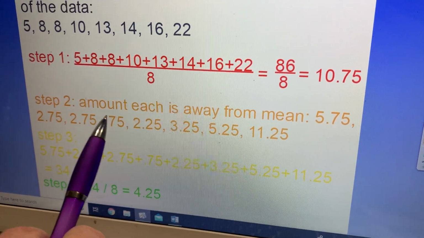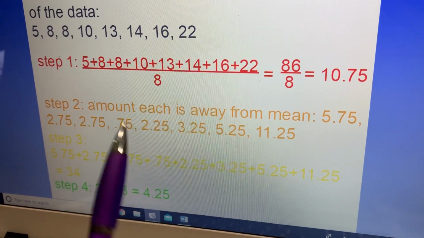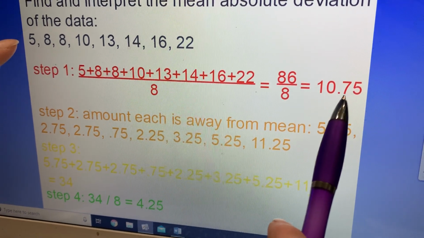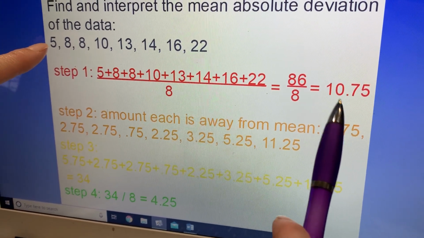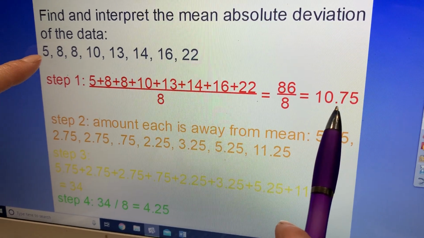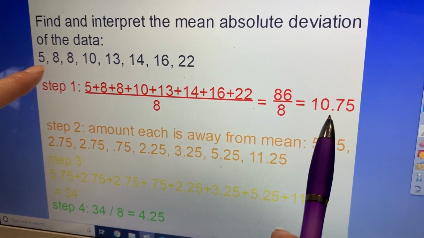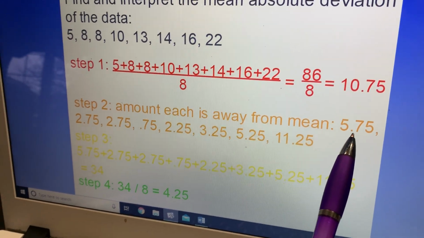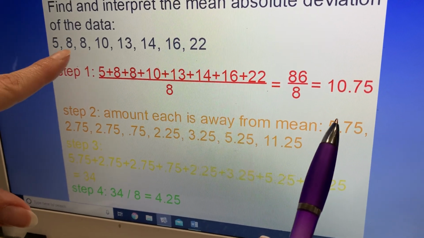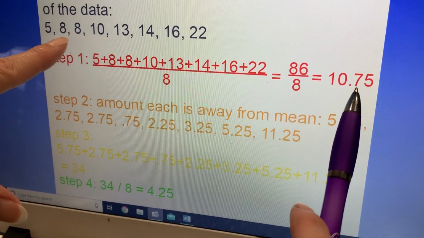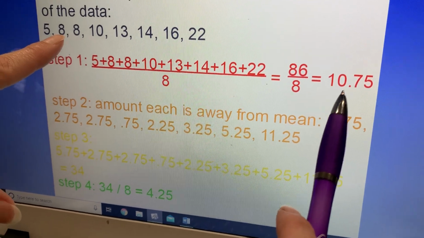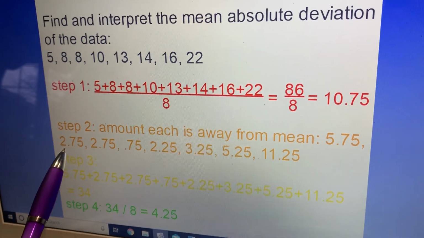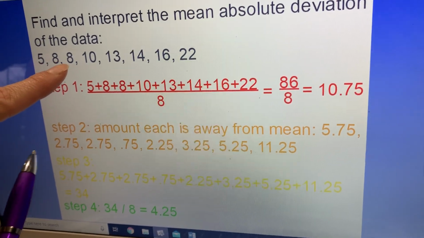Step 2 says the amount each is away from the mean. So we have to figure out how far each data value is from our mean. So how far away is 5 from 10.75? Well, if I take my bigger number, 10.75, and I subtract 5, I get 5.75. So my first value is 5.75 away. My second data value was 8. How far away is 8 from 10.75? Well, 10.75 is bigger, so 10.75 minus 8 is 2.75. So 2.75 away. My third data value was 8.